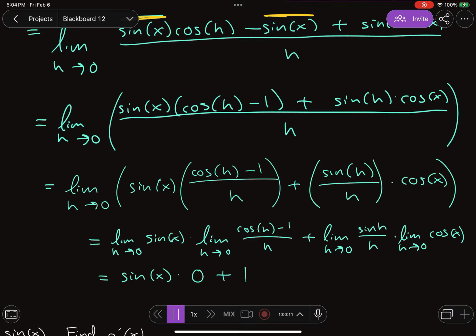But the cosine of x has nothing to do with h. So the cosine of x is going to, well, stay the cosine of x as h does whatever the heck it wants. And we have the cosine of x, giving me a final answer. This is absolutely nuts. The derivative of sine is the cosine of x.